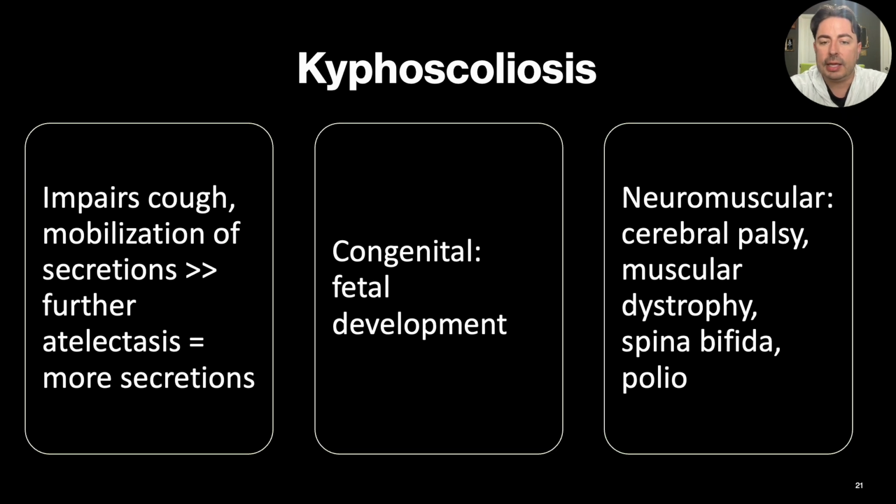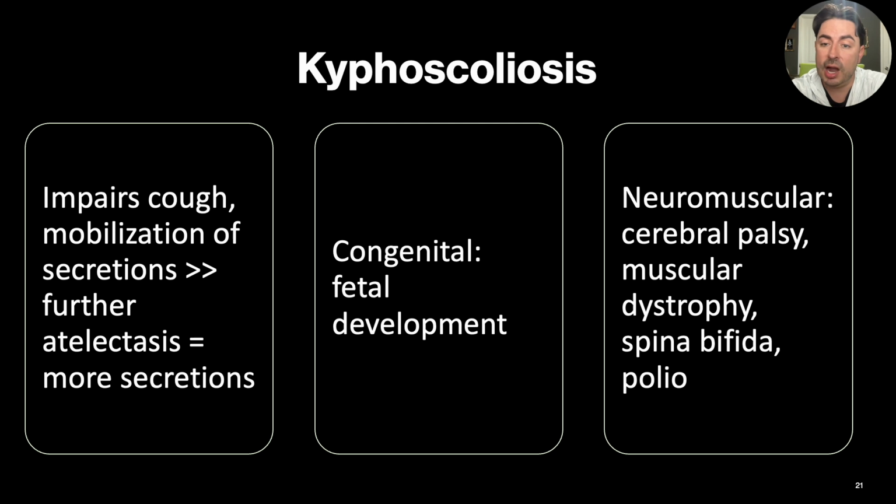So when we look at kyphoscoliosis, this is something that will impair the cough. We've kind of talked about that. They won't have the muscular strength to mobilize those secretions. So poor mobilization of secretions creates a further struggle with more atelectasis. More atelectasis means more airway collapse and more alveoli that are collapsed. And when they're collapsed on themselves and there's mucus or secretions in there, now you have a place where bacteria can harbor and grow.